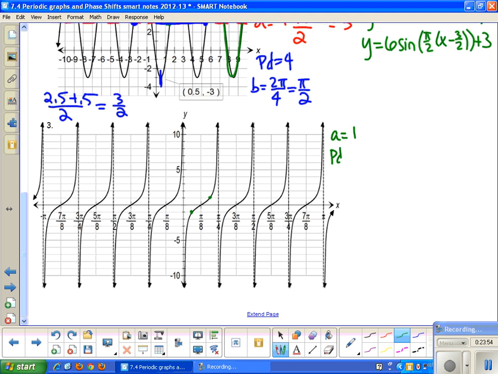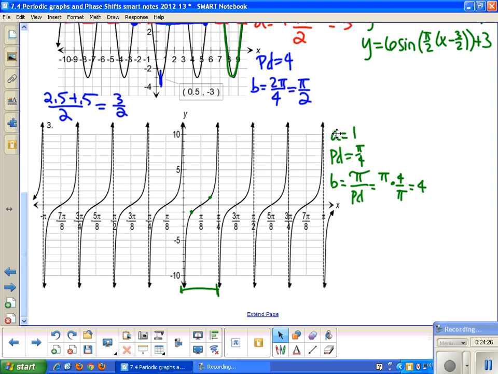Now the period of the graph is the distance it takes to make one cycle. So from here to here, because we have an asymptote to an asymptote is what you're really looking at, would be pi over 4. And if I want to figure out the b value, then remember the b value is equal to the period of your parent graph, which in this case is cotangent or tangent. So pi over your period. So pi divided by pi over 4 would be the same thing as 4 over pi, which is equal to 4. So that's my b value that I'm using.